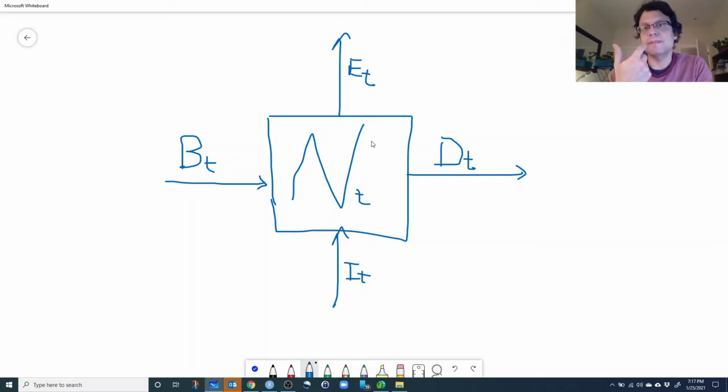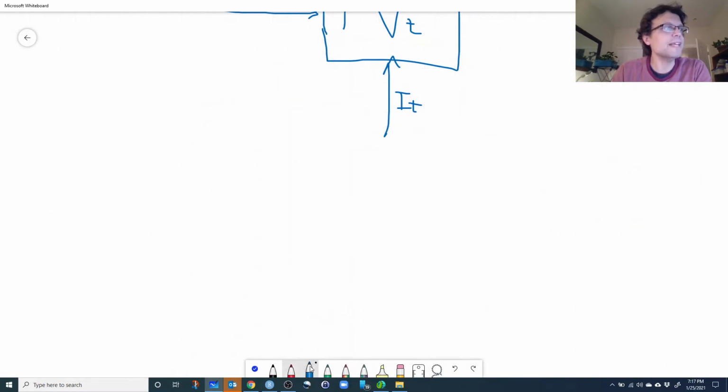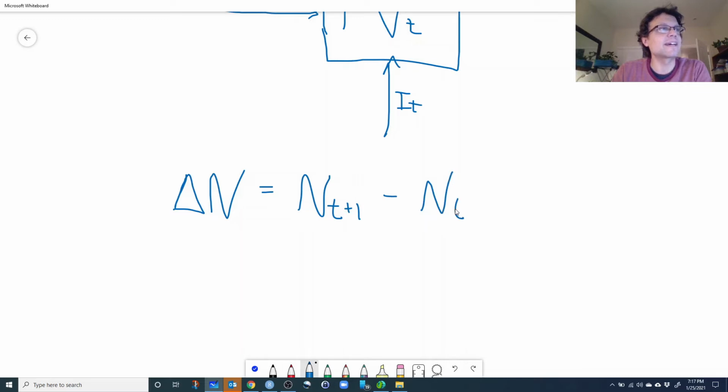Births, deaths, immigration, emigration, and we can write this out as an equation. We can write delta N. So delta N meaning the change in population abundance over time. One way we could do that is say delta N is N at some time t plus 1 minus N at time t. So that's the change in population abundance over some time period, all right? So change in population abundance over some time period is defined as delta N.